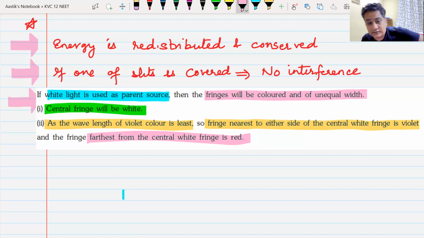We'll see all more important points in the next class. We will try to wind up this Young's double slit experiment by the next class, because we just have to see 2 or 3 formulas and we are done.